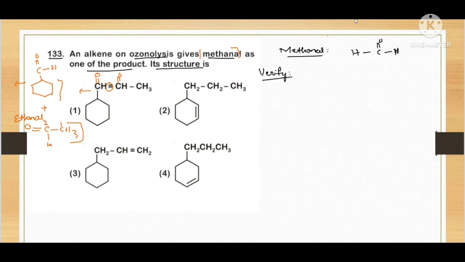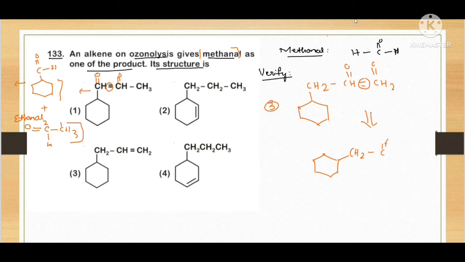Now let us verify the third option. Here, bond CH2 bond CH double bond CH2. You can simply remove the double bond and add oxygens on both sides. You will get CH2 bond C double bond O bond hydrogen plus here hydrogen bond C double bond O bond H.